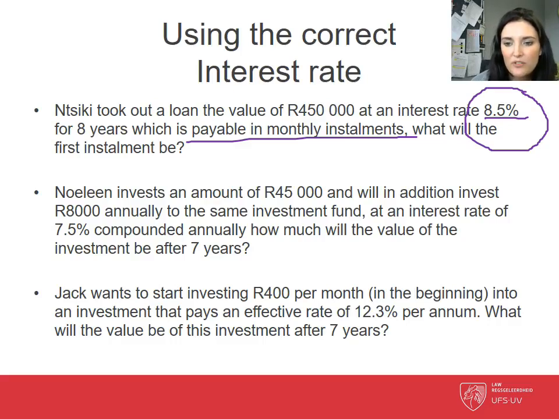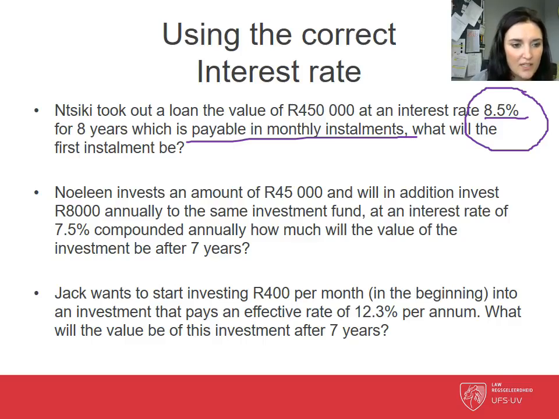And therefore 8.5% is calculated annually, but there are monthly installments. So that is an indication to you that you will have to do something with your calculation here to get them on the same time period.